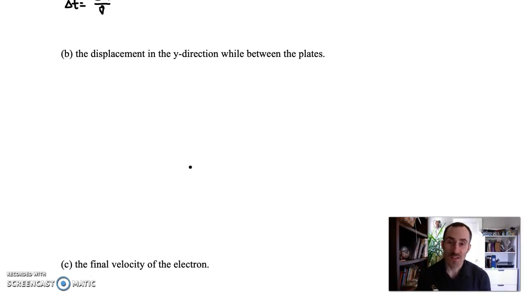So here we go. This section is the one that's complicated. So we're looking for what is the y displacement. In order to figure that out, we need to know what the acceleration is in the y direction. If we knew the y acceleration, we know the initial vertical velocity is 0. We know the amount of time it's between the plates. So if we knew the acceleration, we could figure out that displacement. So that's really what we're going to shoot for. How do we figure out the acceleration of this thing?